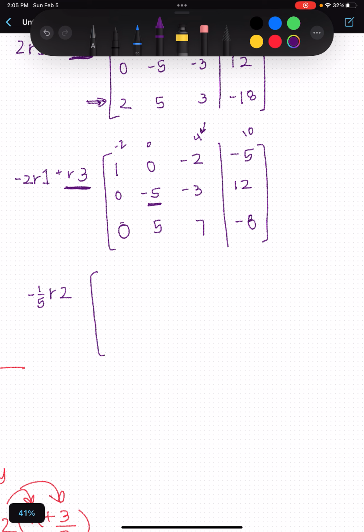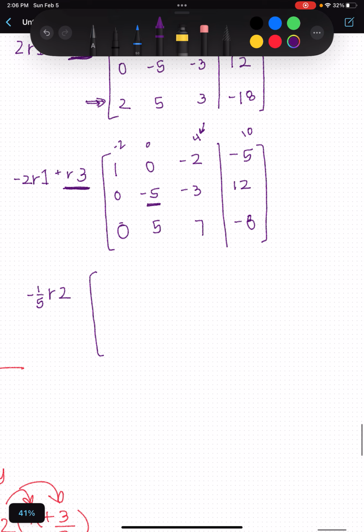Now, when I multiply by -1/5, you can just plug these into a calculator, but that should change that -5 to 1. So notice we're only changing row 2 in here, so I'm going to rewrite row 1 and row 3 so that we remember we're not going to change them. Then 0, 5, 7, -8. Okay, now we're going to multiply everything in that second row by -1/5.